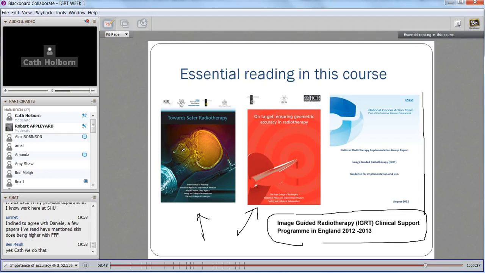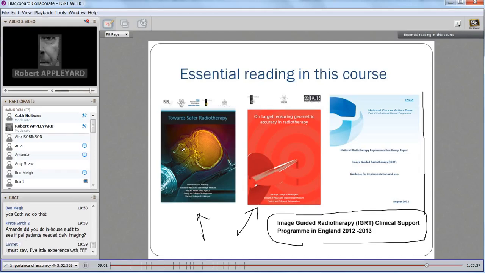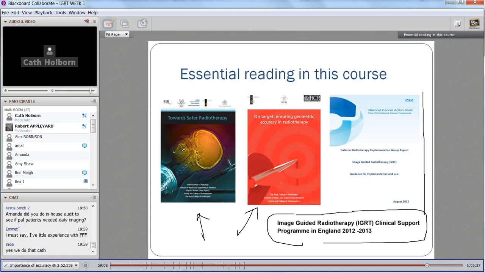If for specific patients it's clear after the first week of treatment that you're going to have a problem with a particular patient that's moving a lot, or the bladder or rectal volume is varying a large amount. Yeah.